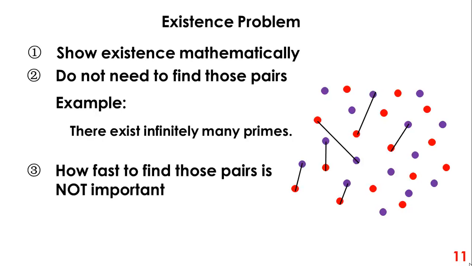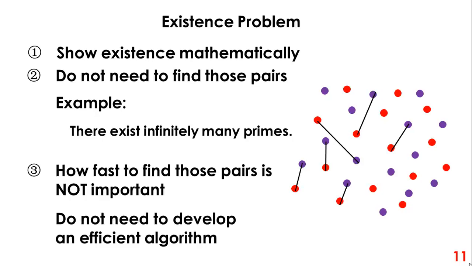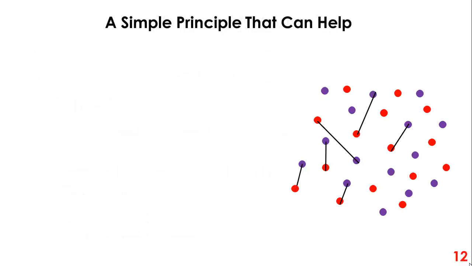Another issue: how fast we find those pairs is not important. That means the performance of the algorithm is not important in this problem, because that's a computer science problem. Here we are working on a math problem, so we do not consider the performance of the algorithm. That's about understanding the existence problem. Let's continue to try to solve it.